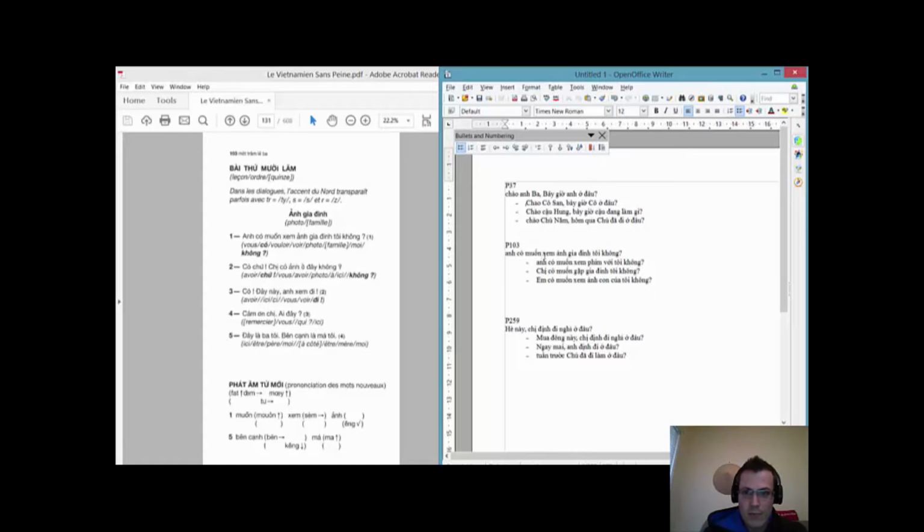Or, change, instead of seeing the picture of their family, em có muốn xem ảnh con của tôi không? Do you want to see a picture of my kid?